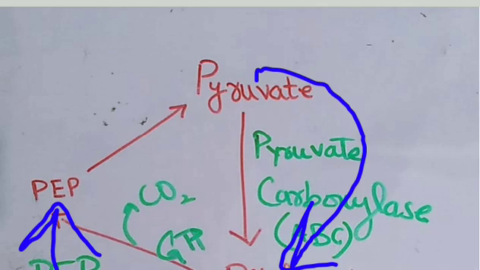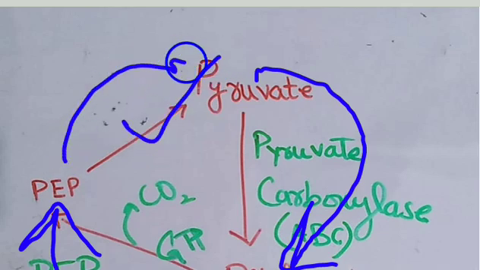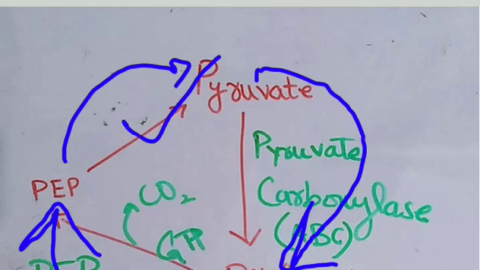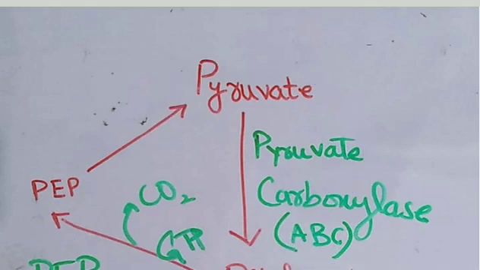There are 2 other steps which are irreversible, and the last, 3rd step that is irreversible is this step of glycolysis, when phosphoenolpyruvate is converted into pyruvate. So the phosphoenolpyruvate is formed from this process. We can see that from pyruvate oxaloacetate is formed, and from oxaloacetate phosphoenolpyruvate is formed.